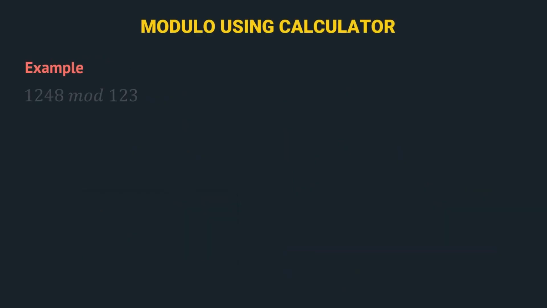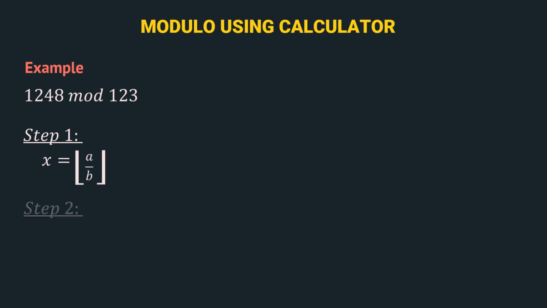The first example is 1248 mod 123. The first step is to calculate x, that is the floor of a by b, and step 2 is to calculate the remainder, that is r is equal to a minus x into b.